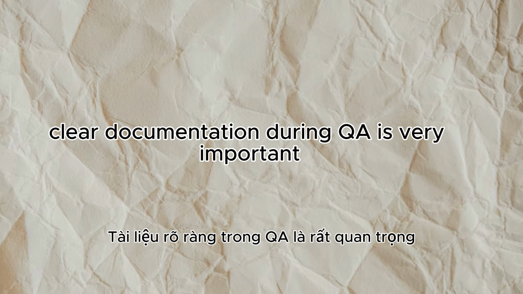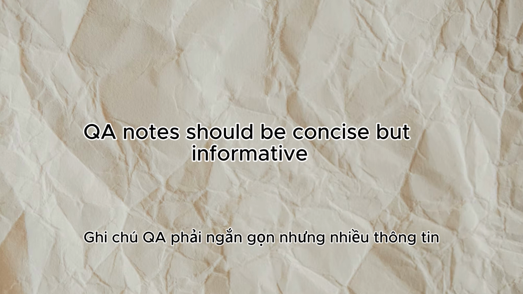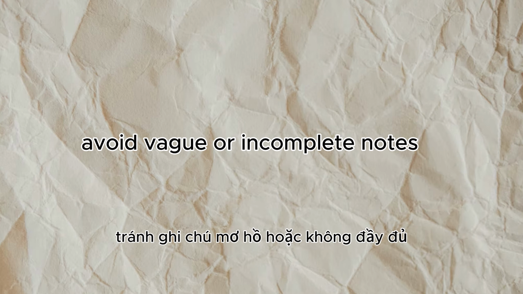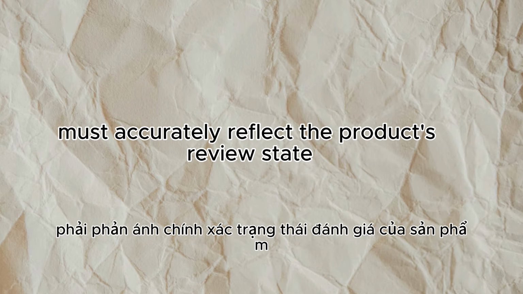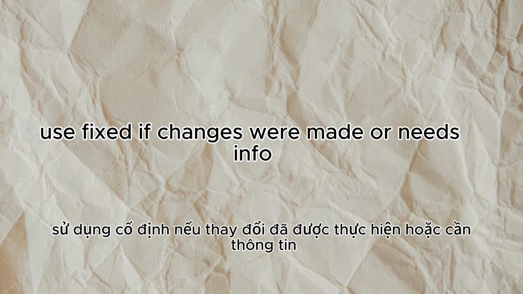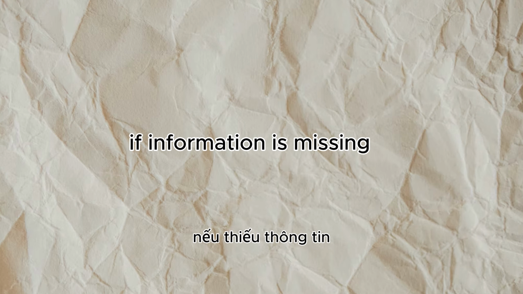Clear documentation during QA is very important. QA notes should be concise but informative. Avoid vague or incomplete notes. QA status must accurately reflect the product's review state. For example, use fixed if changes were made, or needs info if information is missing.